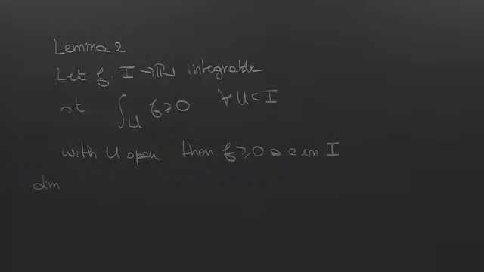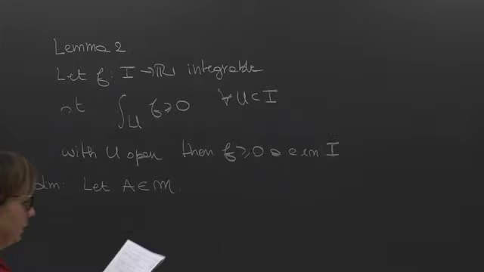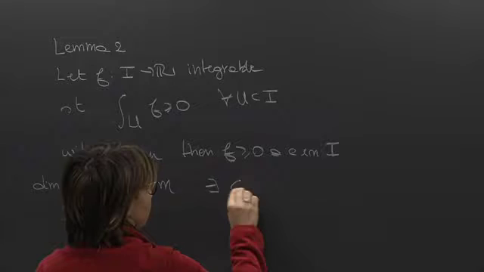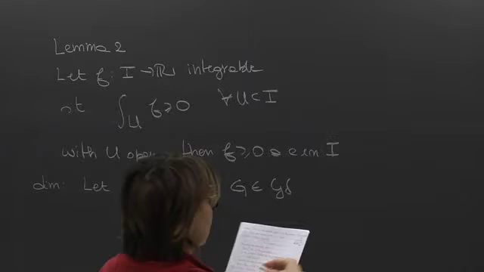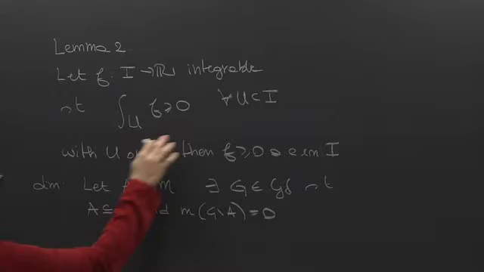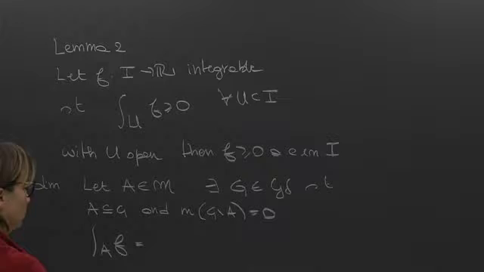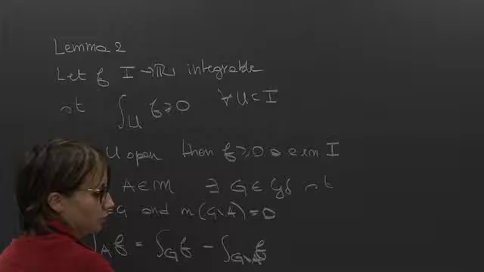So we recall that if we have a measurable set A, then we can approximate it in a quite nice way. We know that there exists a set G, belonging to the class G delta, which are countable intersections of open sets, such that A is contained in G and the measure of G minus A is zero. So the integral over A of f is equal to the integral over G of f, because the measure of G minus A is zero, so these two are equal.